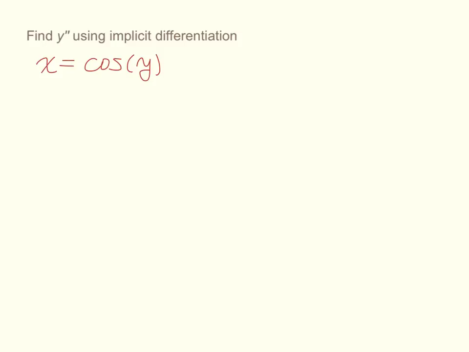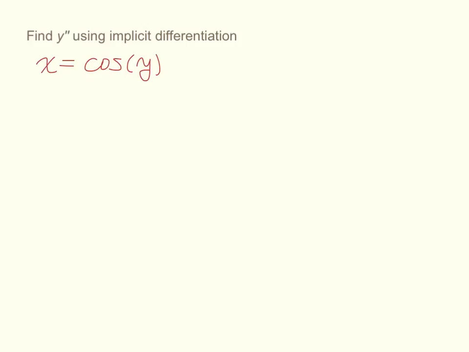Find the second derivative using implicit differentiation. This y double prime means second derivative. We have the equation x equals cosine y. In order to find the derivative, we will need to use implicit differentiation, and that tells us the following.